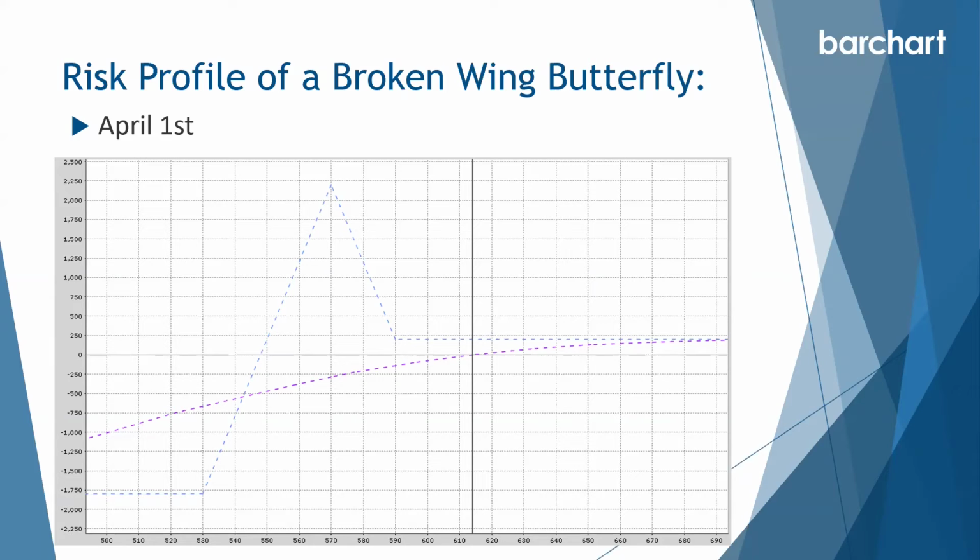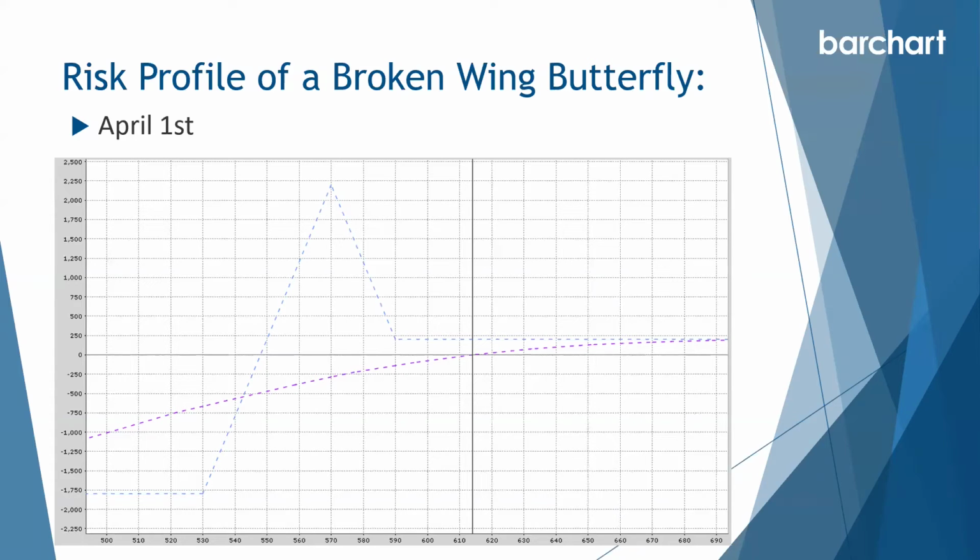We've got a profit zone between about 550 and 590. Above 590, that indicates our credit. That blue line there is the profit and loss at expiration. So you can see if Netflix ends above 590, all the puts will expire worthless, and our profit is equal to the premium received of $205.